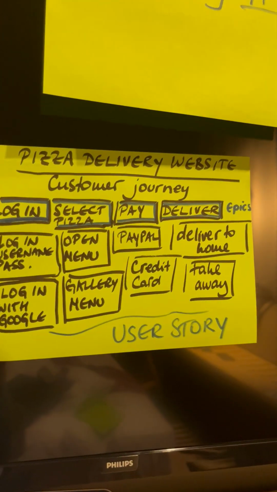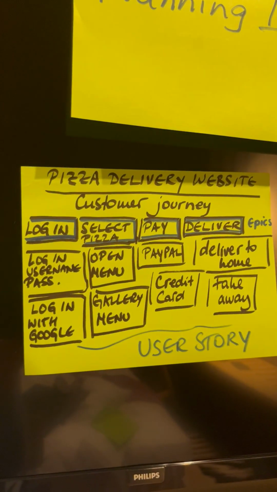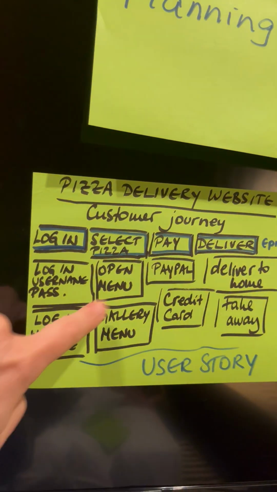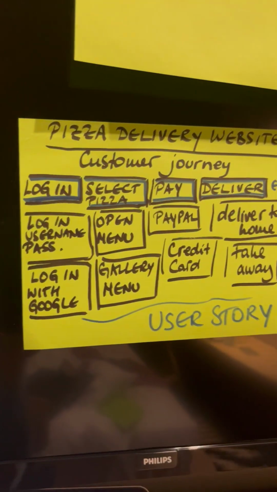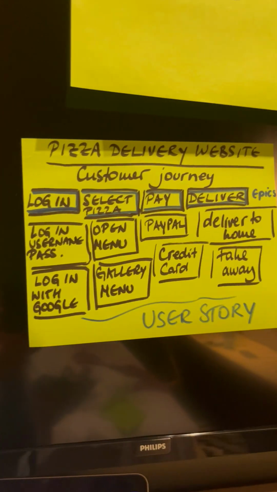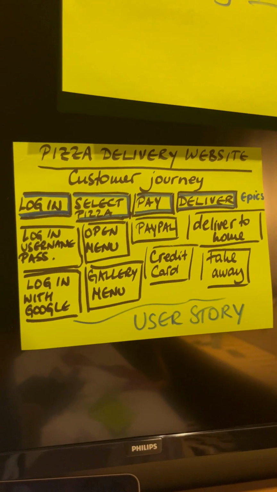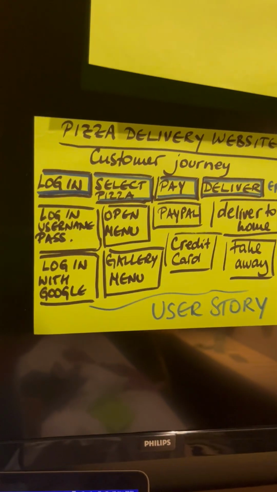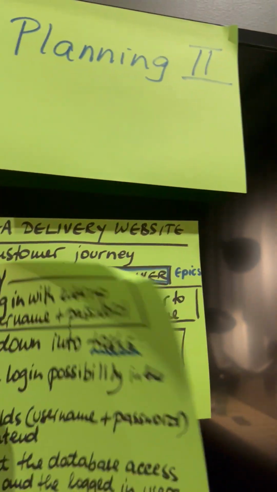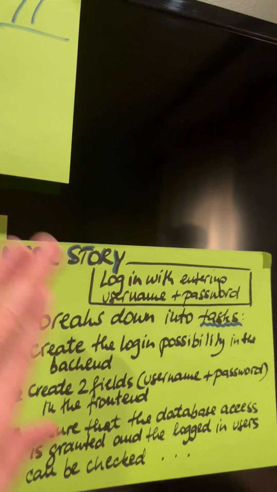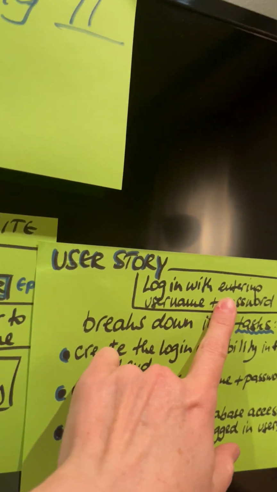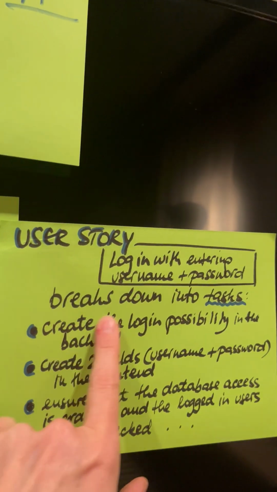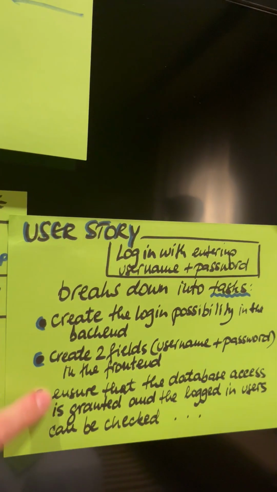And then the next step was, I put the team into 2 groups and asked each group to take 3 to 4 user stories, and then to break them down further into tasks, paying attention that each task should not take longer than 1 day to complete. So that, for example, the user story, login with entering username and password, that is this first one here, could break down into tasks such as these 3 listed here.